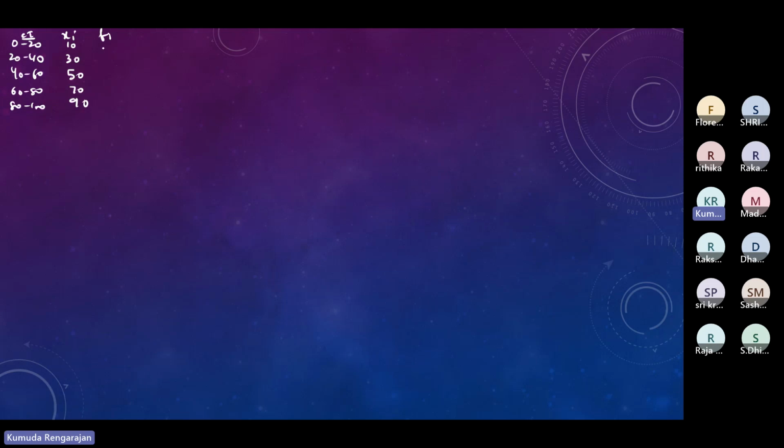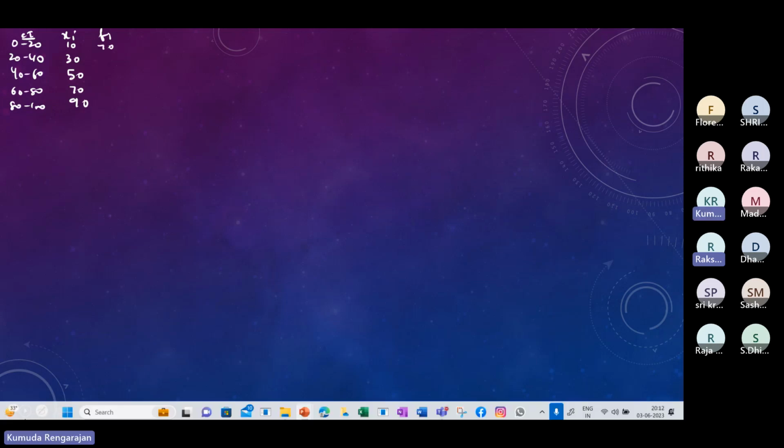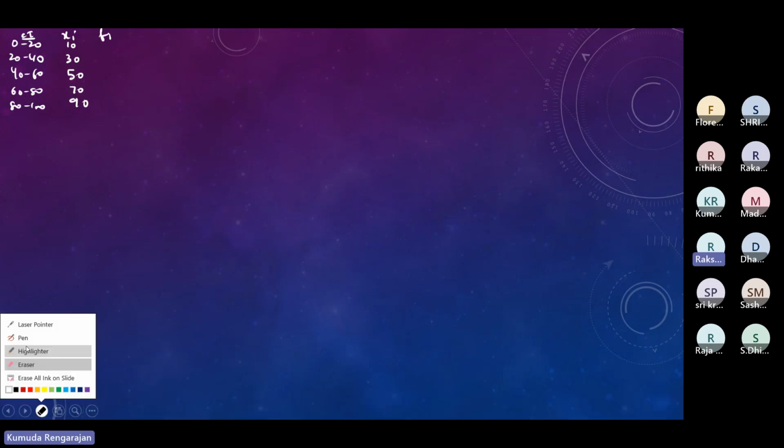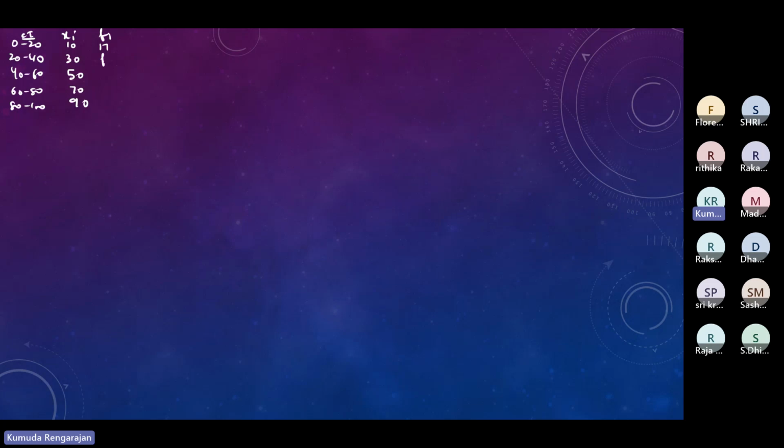Yes, 17, F1, F2, F3, and then what's the last one? 19, ma'am. And the total? 120. And I remember something like F2 is to F3 is equal to 4 is to 3, is it? Yes, ma'am. And the mean is 50, ma'am. 50, is it? All right.